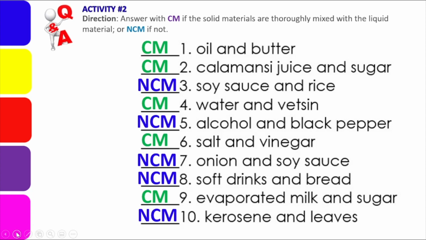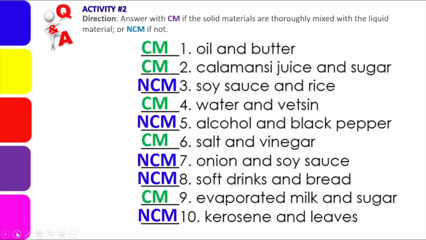Number 1 and 2 parehas na CM or completely mixed. So ibig sabihin, tuluyan silang naghalo, magandang pagkakahalo. Sa number 3, it's not completely mixed or NCM kasi syempre naman nakikita mo pa rin yung kanin kahit na nilagyan mo ng soy sauce. Number 4 ay completely mixed or CM kaya water and vetsin kasi magkamukha sila. Alcohol and black pepper of course is not completely mixed kasi nga may solid na hindi matutunaw ng alcohol agad kaya nakikita mo pa si black pepper.